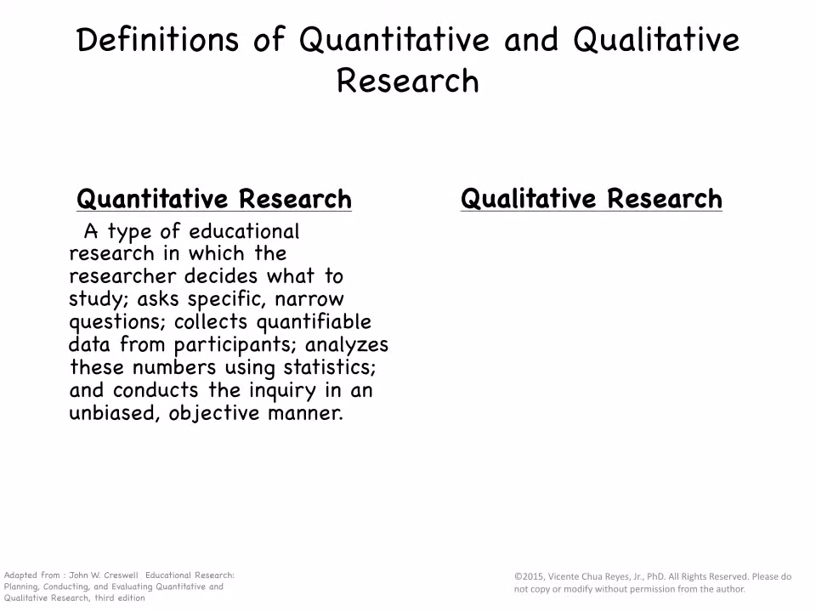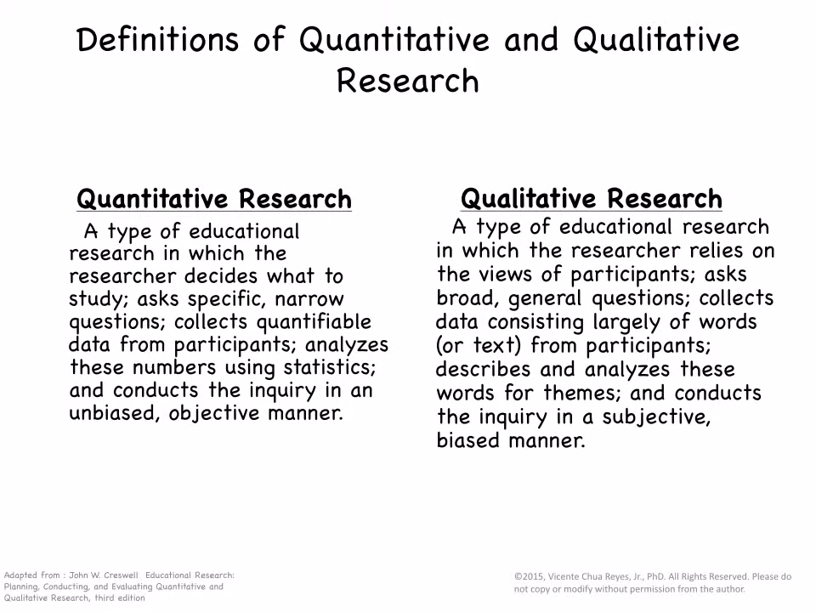Qualitative research is defined as a type of educational research in which the researcher relies on the views of participants, asks broad general questions, collects data consisting largely of words or text from participants, describes and analyzes these words for themes, and conducts the inquiry in a subjective, biased manner. For this particular research session within Unit 503, the main question that we're going to be using as a springboard for our examples would be the following: What are the factors that determine student achievement?